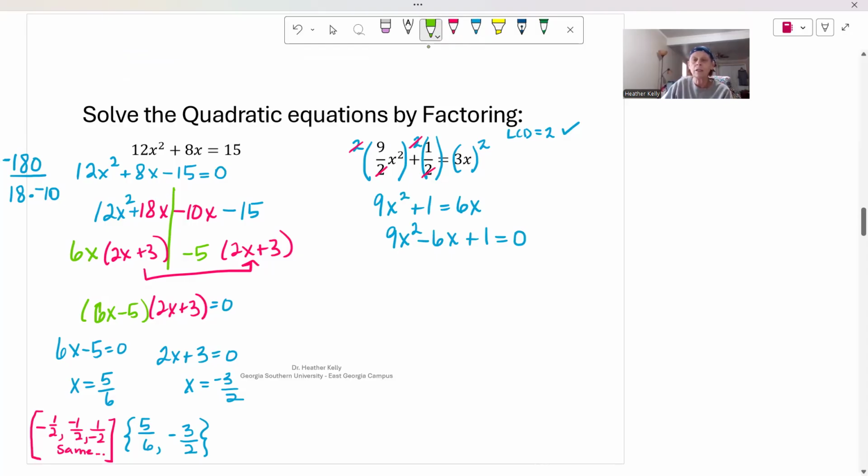Here we have 9 times 1. So 1 times 9 is positive 9. And how can we get positive 9? Well, we can get a 1 times 9. Negative 1 times negative 9. 3 times 3. And negative 3 times negative 3. And of course, that last one adds to give us our negative 6. So we have negative 3x minus 3x to replace that original negative 6x, and we bring down the other 2 pieces.